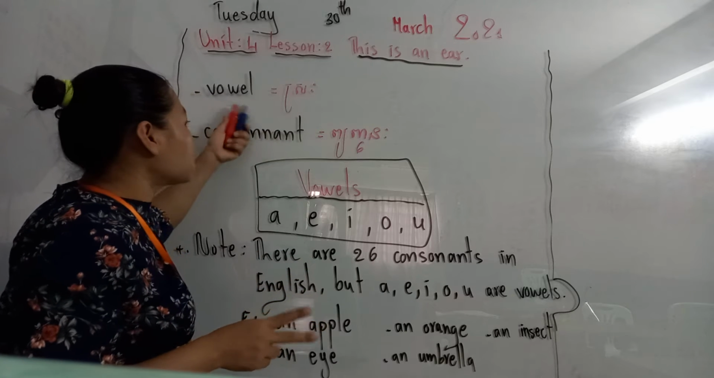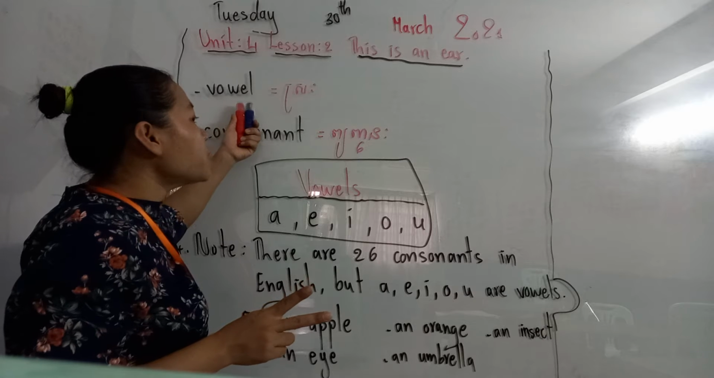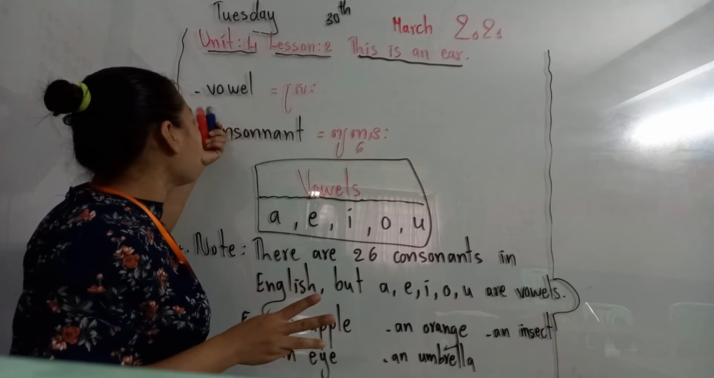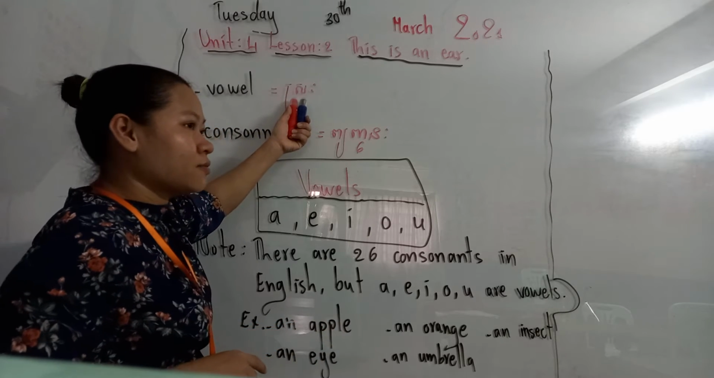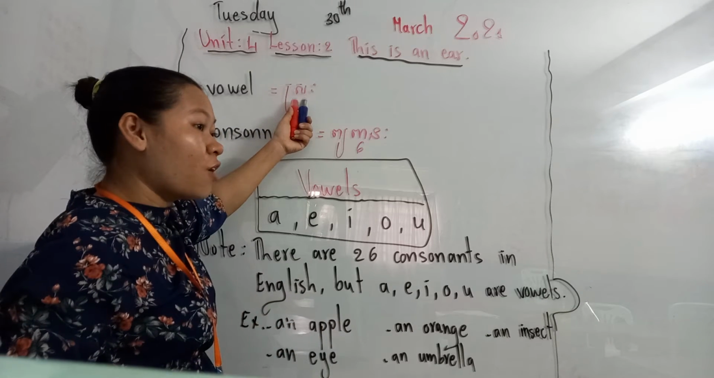Vowel, spell: V-O-W-E-L. Vowel in Khmer is called srak. Srak, how many vowels? Okay, I will tell you.